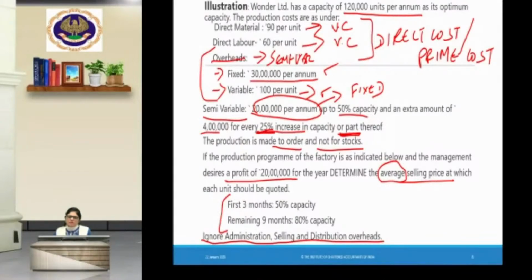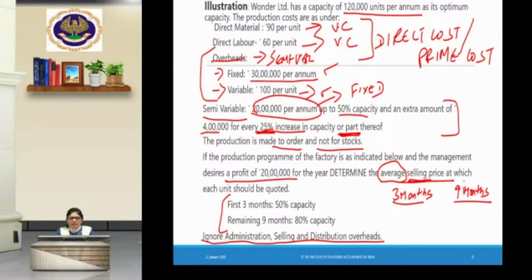All right. So let us do it. Start by making the statement of cost. And we have to calculate the selling price also, so we need the profit also. First 3 months, 50% capacity, remaining 9 months, 80% capacity. Students, you have to make a columnar statement for the 3 months and then for the next 9 months, because the capacity is different. If the capacity is different, the semi-variable will be different for both statements.